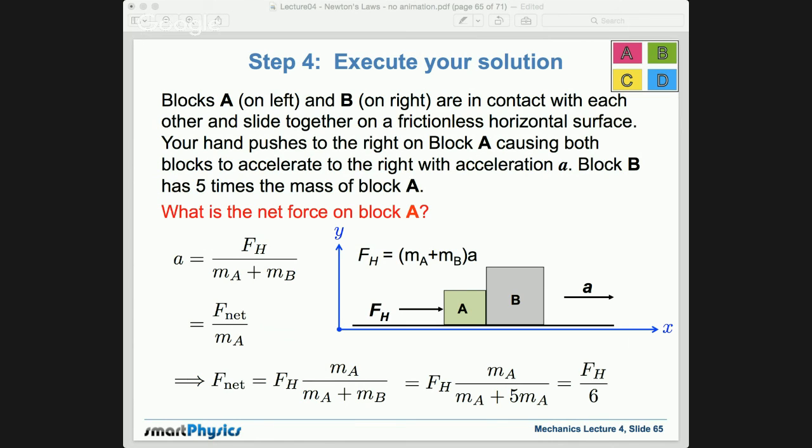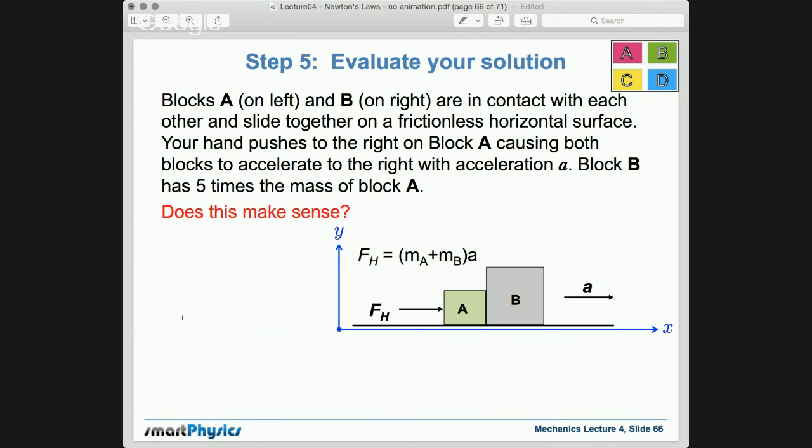Okay, any questions about that? We're all good there? Okay, so we also want to ask ourselves, does this make sense? One of the ways that we can do this, so we've just solved for the net force on block A, and we found that that's 1/6 the force from the hand.